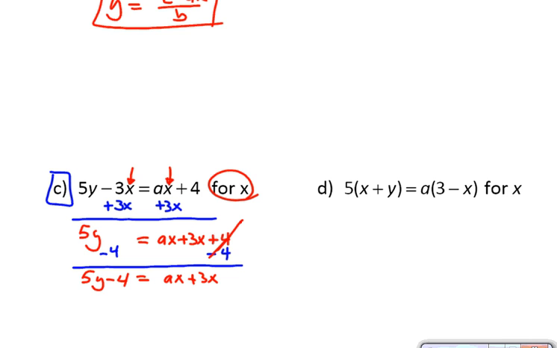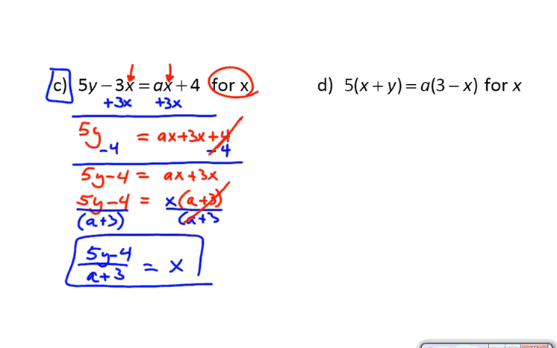Next, I needed again to get the terms that did not have an x in it to the other side. So I subtracted 4 from both sides. So I have 5y minus 4 is equal to ax plus 3x. I factored out the x so that I had just a single x on that right side, and I'm going to end by dividing both sides by a plus 3. And here's that answer. 5y minus 4 divided by a plus 3 is equal to x.